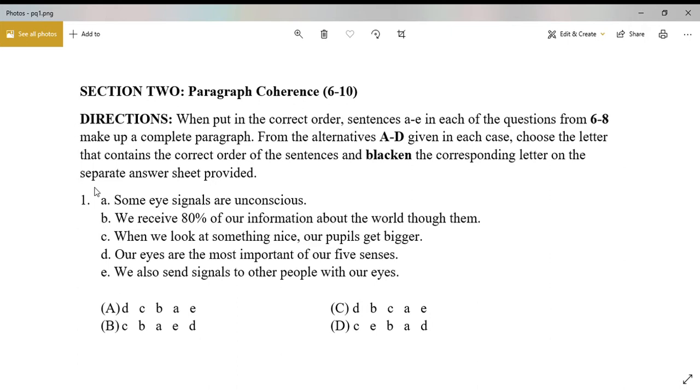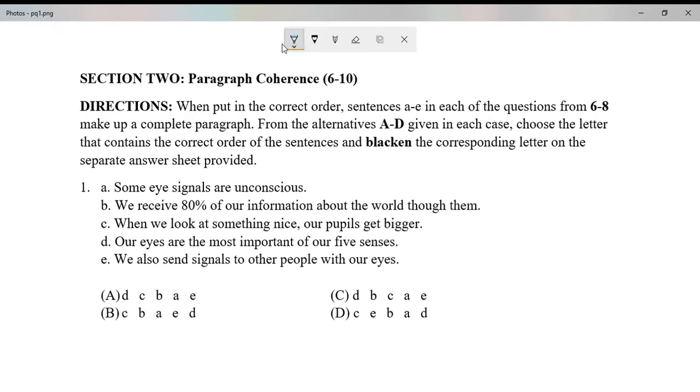What I'm going to do now is a think aloud where I model my thinking when I do paragraph coherence questions. Paragraph coherence questions are very similar to the word order questions where you switch the order of the words to make a grammatical sentence, except this time you're switching the order of sentences to make a very logical paragraph.